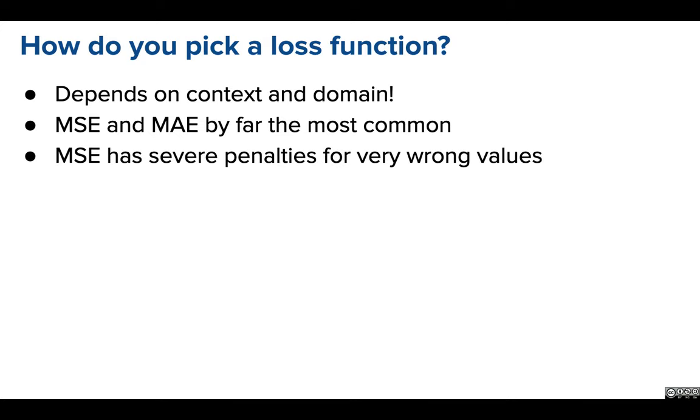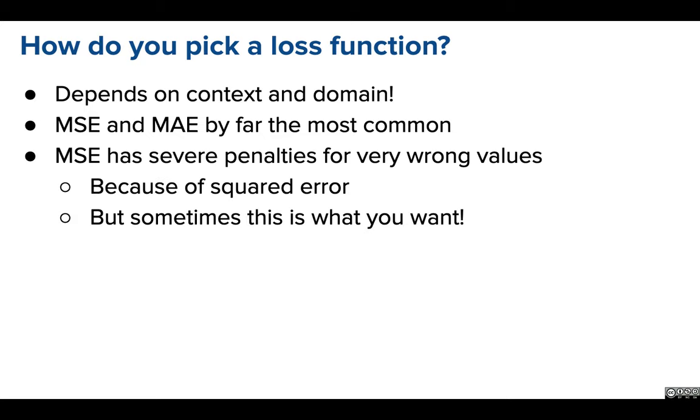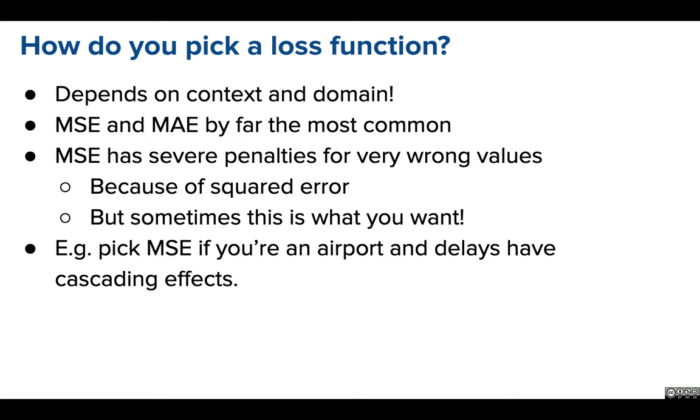For example, the mean squared error has severe penalties for very wrong values because the error is squared, but sometimes this is what you actually want. So for example, if you're in an airport, and if you guess wrong on an airplane delay, then that can have cascading effects for the rest of your day, right? If you've ever been in an airport and the first plane of the day is delayed, all the planes are delayed, and then the last plane of the day has a delay of like 6 hours or something. And so if you really care about not getting destroyed by really high delays, then you might want to use the mean squared error. On the other hand, if making really bad mistakes is okay as long as you don't make them too often, then you can use the mean absolute error. So it depends on your context.